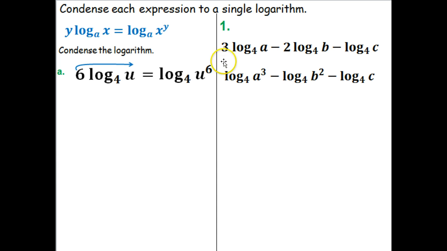It should look like this. Again, this 3 was out in front. It became the exponent of this a. And this 2 that was out in front became the exponent of this b. And again, the c, I did not change anything on that. There was no number out in front, or anything out in front for that matter, other than a 1.